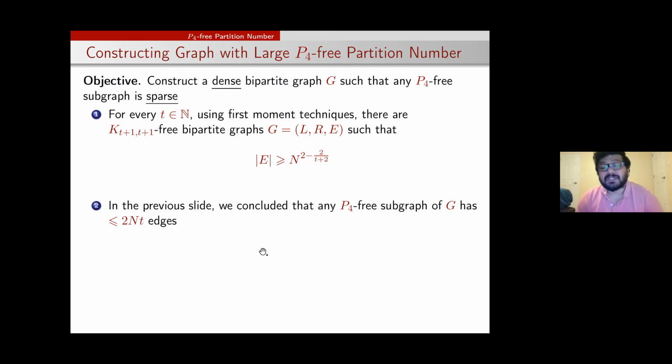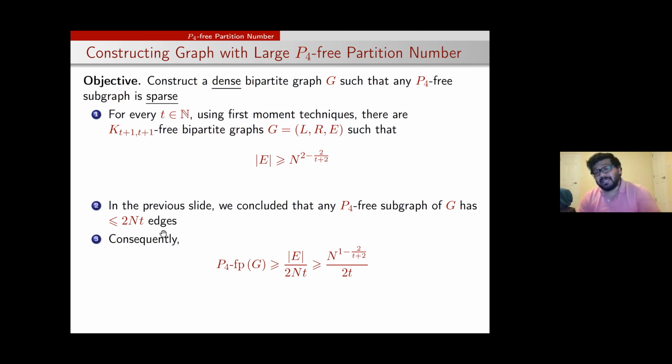In the previous slide, we saw that every P4-free subgraph has at most 2 NT edges. So you need the ratio of these two quantities, at least that many P4-free subgraphs, to account for all the edges in G. That gives this bound. And if you substitute 1 by T plus 2 as epsilon, this is the bound that I had promised earlier.